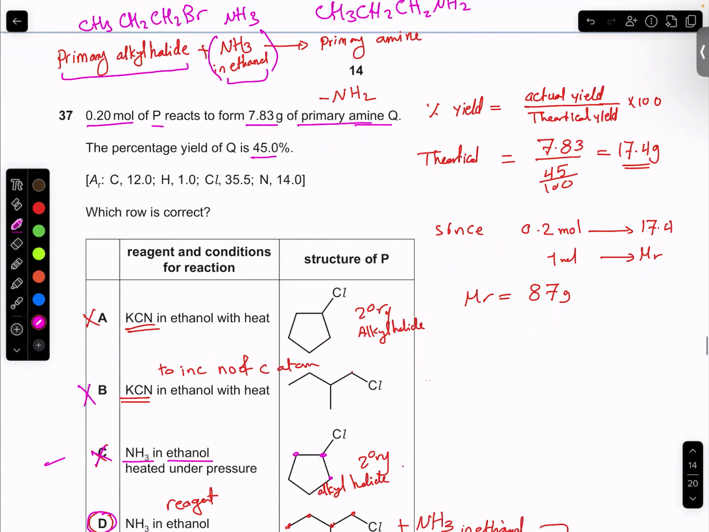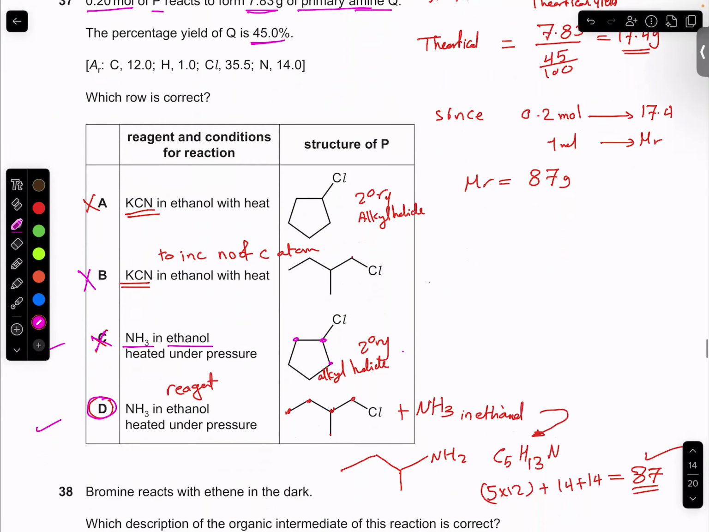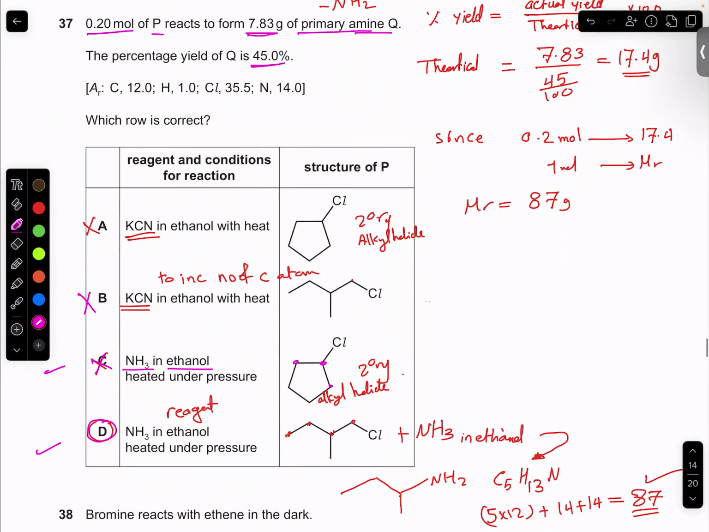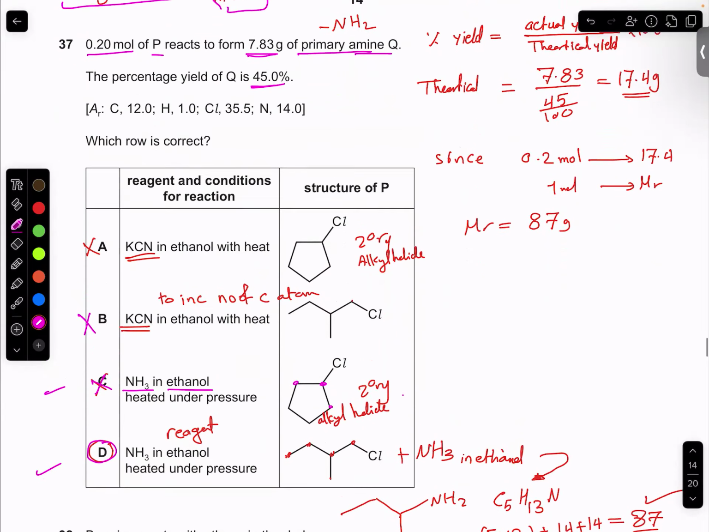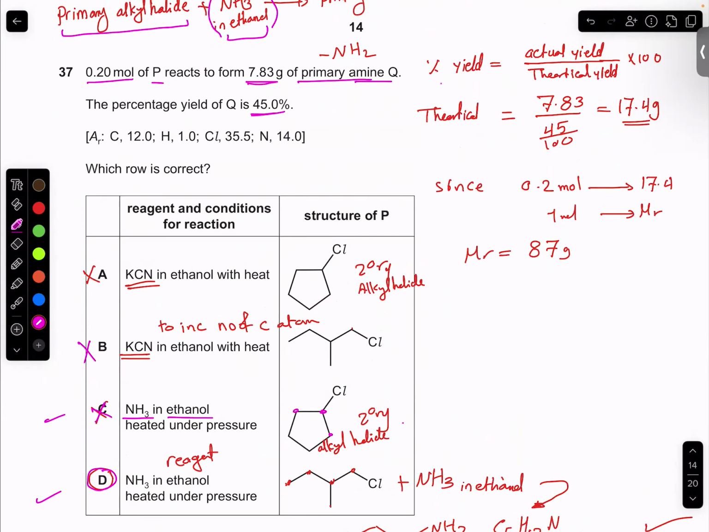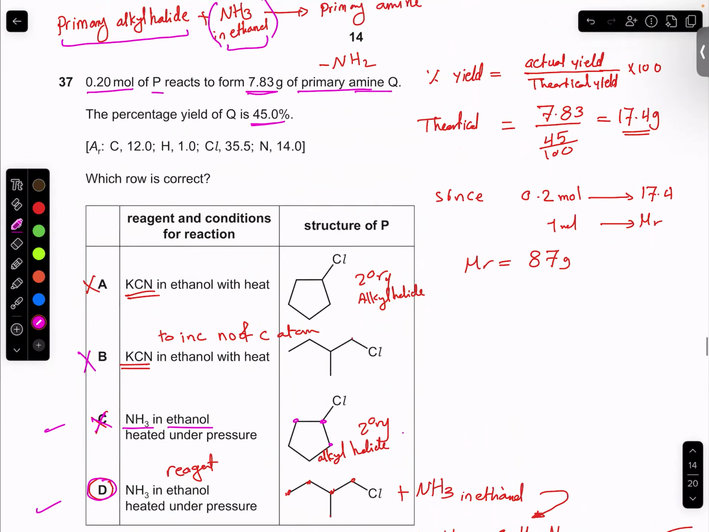So why did he give us all of this information? I can answer the question without this information. The answer is D. It couldn't be A or B or whatever because they will produce different reactions. But to make sure that D is correct, we can use the percentage yield.